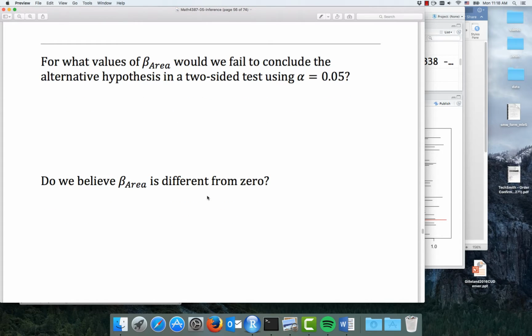So for what values of beta area would we fail to conclude the alternative hypothesis in a two-tail test for beta area using alpha equal to 0.05? And then another question, do we believe that beta area is different from 0? So once you pause this video for a couple minutes, think about this, write your own answer, and then we'll look at the solution together as a class.